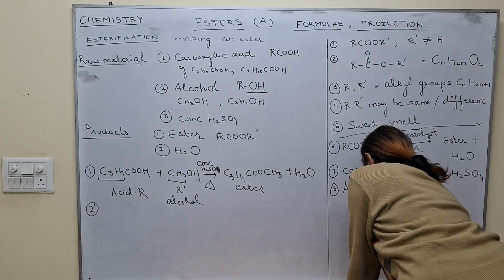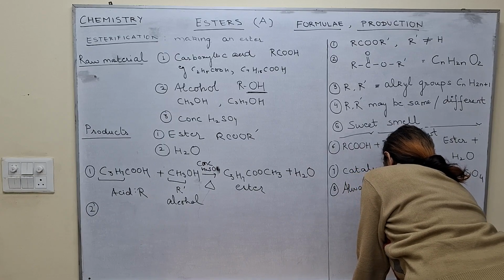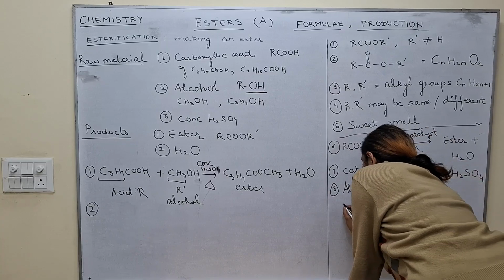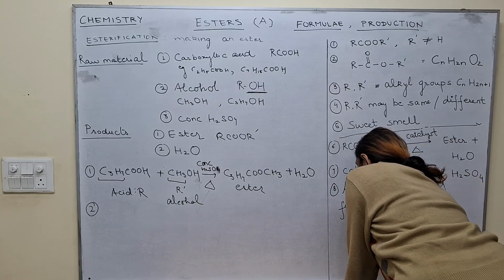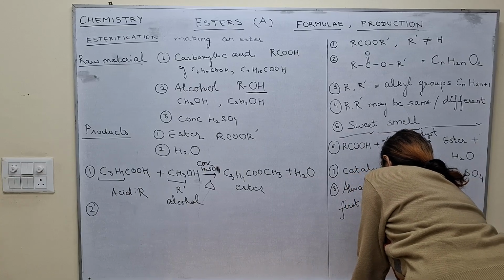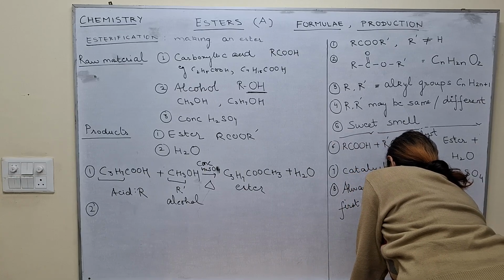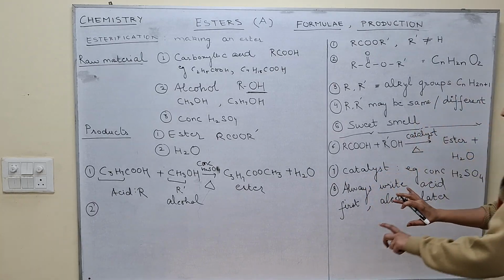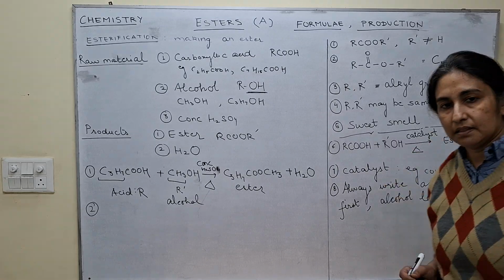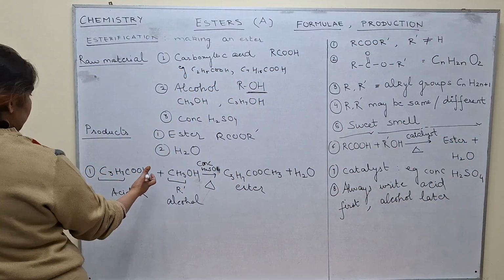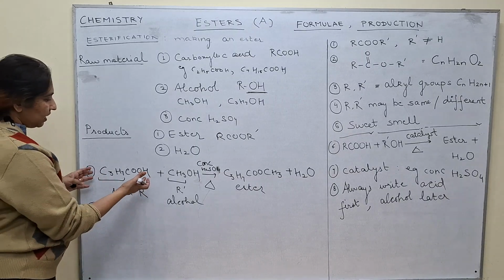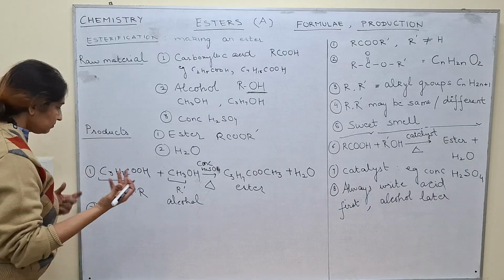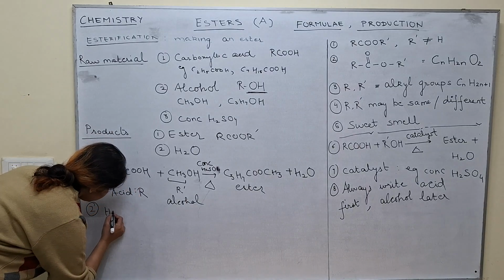Always write acid first during the reaction. When you're writing the reaction, write acid first and alcohol later. For now just remember this. Why, we'll understand in the next episode. Always write it this way. Here what I've done is I've written the acid first, butanoic acid, and methanol I have written after it. I'll take another example.